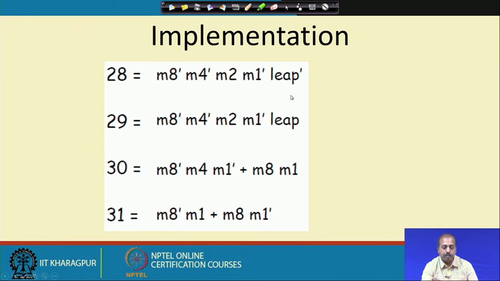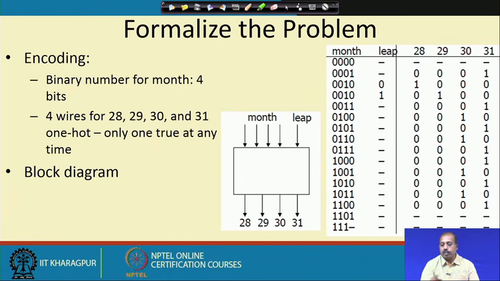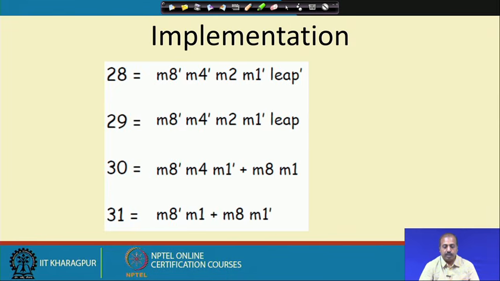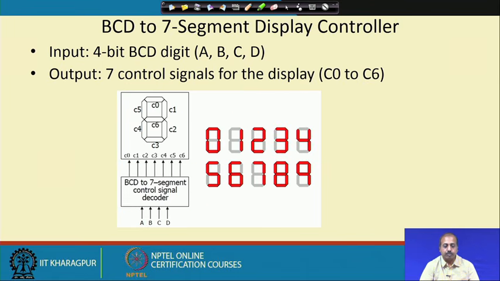So, this is M8 bar, M4 bar, M2, M1 bar and leaf bar. Similarly, 29 is for this, 30 is. So, these are the corresponding logic expressions. To get this, you can draw the corresponding truth table. From this truth table you can make the corresponding Karnaugh maps and do minimization and get the logic function. And then in terms of logic gates, you can realize this combinational function.